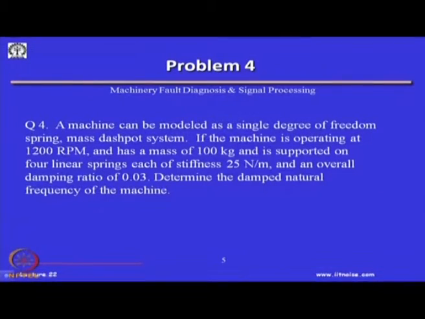This is again a simple problem on vibration, that is question number 4. A machine can be modeled as a single degree of freedom spring mass dashpot system. If the machine is operating at 1200 RPM and has a mass of 100 kg and is supported on 4 linear springs, each of stiffness 25 Newton per meter and an overall damping ratio of 0.03, determine the damped natural frequency of the machine.